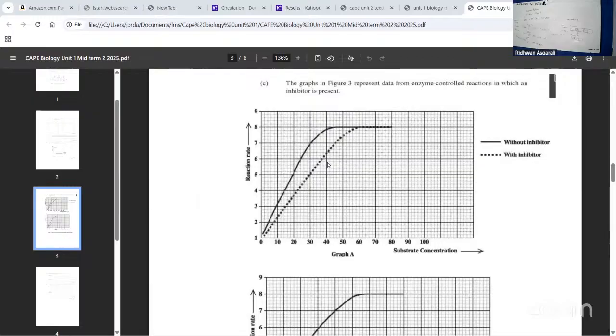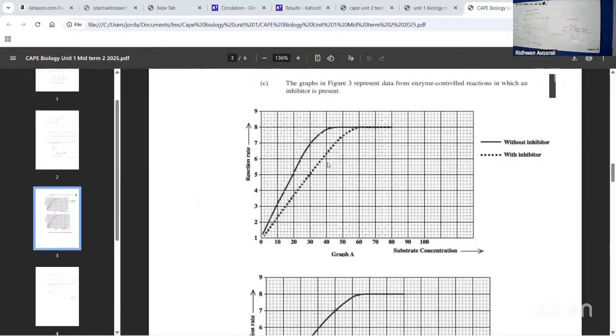Yeah, what's the trend in graph A? You're just describing the shapes of the graph. So we compare with an inhibitor and without an inhibitor. As the substrate concentration increased, the reaction rate increased. And compare that with the inhibitor now. It's the same thing: as substrate increases, the reaction rate increases, but it increased at a slower rate. You don't have to state why, you just state the trend.